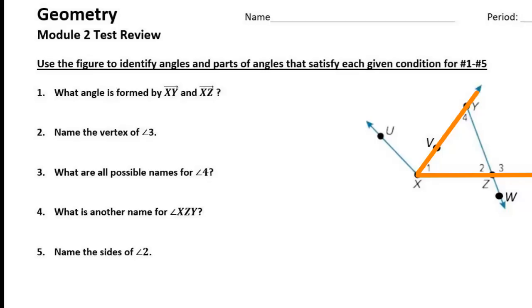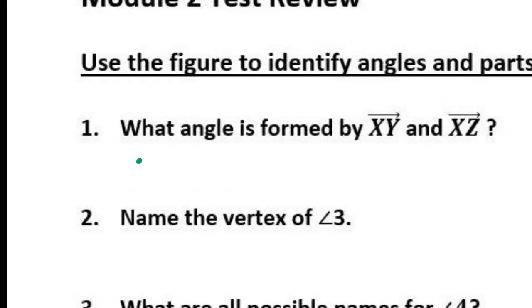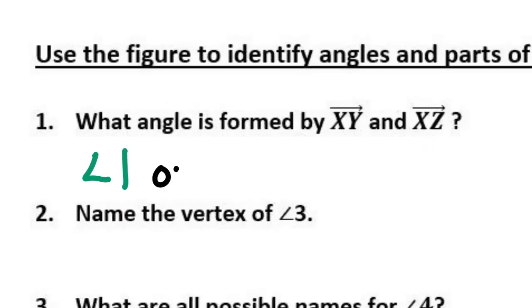There are a lot of correct possible answers here. One of the answers comes from this little number that's tucked into the corner. Notice that little number is touching both of these sides here. So we could call this angle 1. I could also call this a 3-letter name.